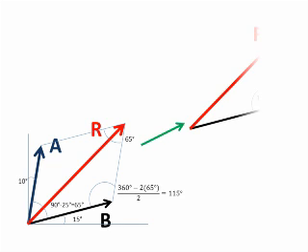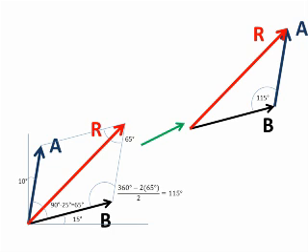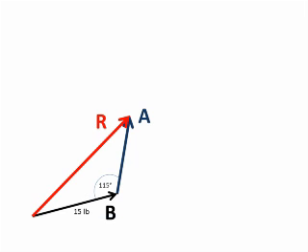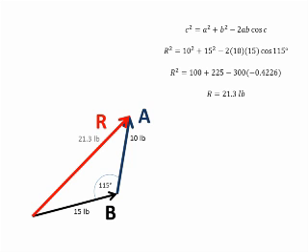If vector B has a magnitude of 15 pounds, and vector A has a magnitude of 10 pounds, we can input those as A and B and use the angle between them of 115 degrees in the law of cosines to determine that the magnitude of vector R is 21.3 pounds.